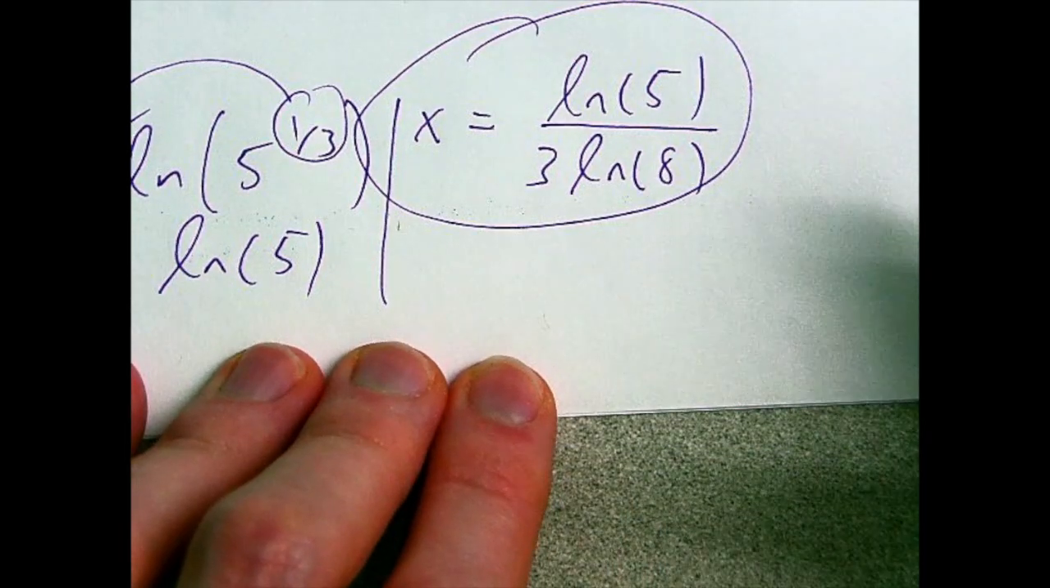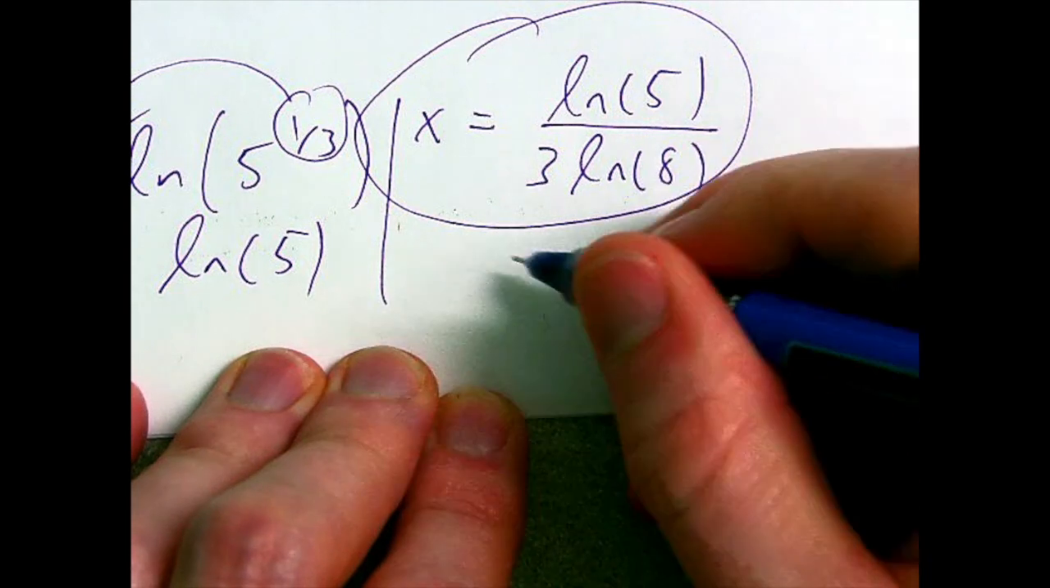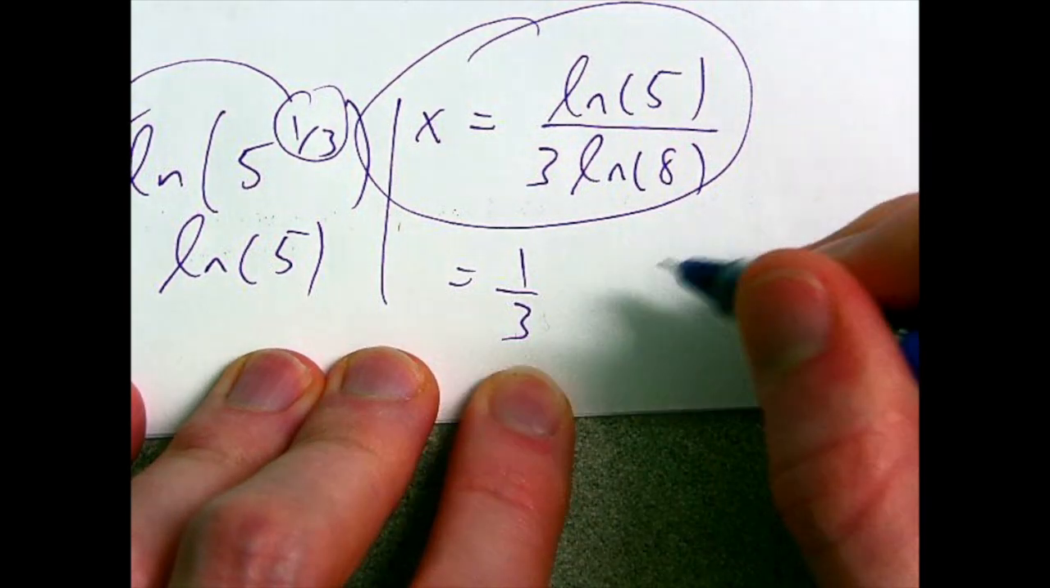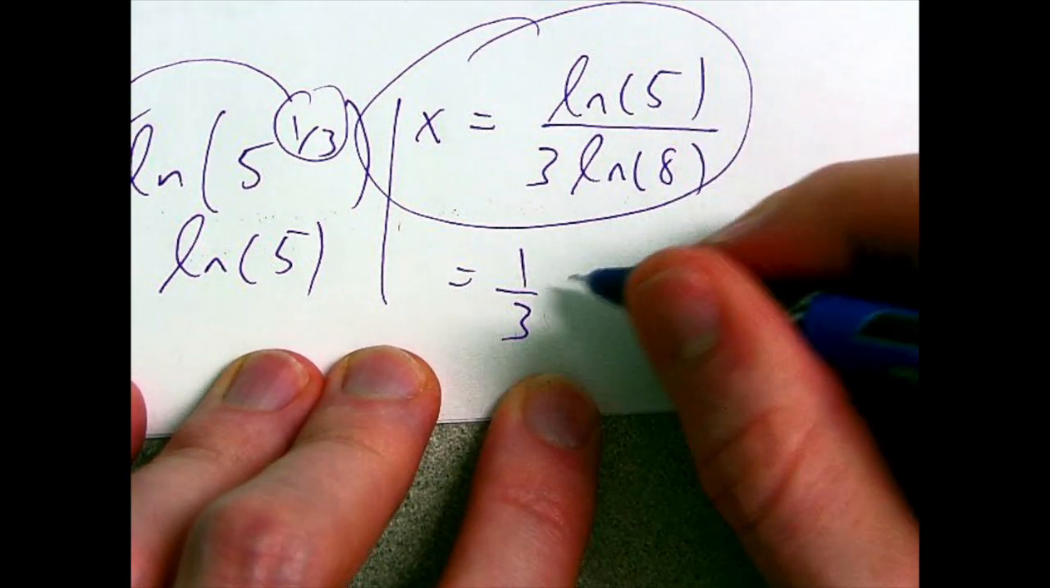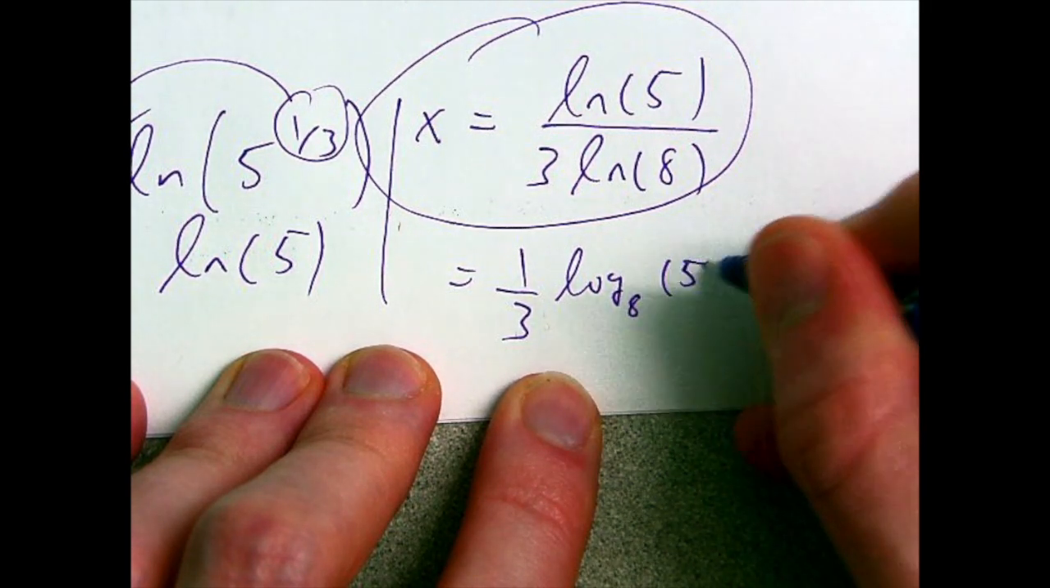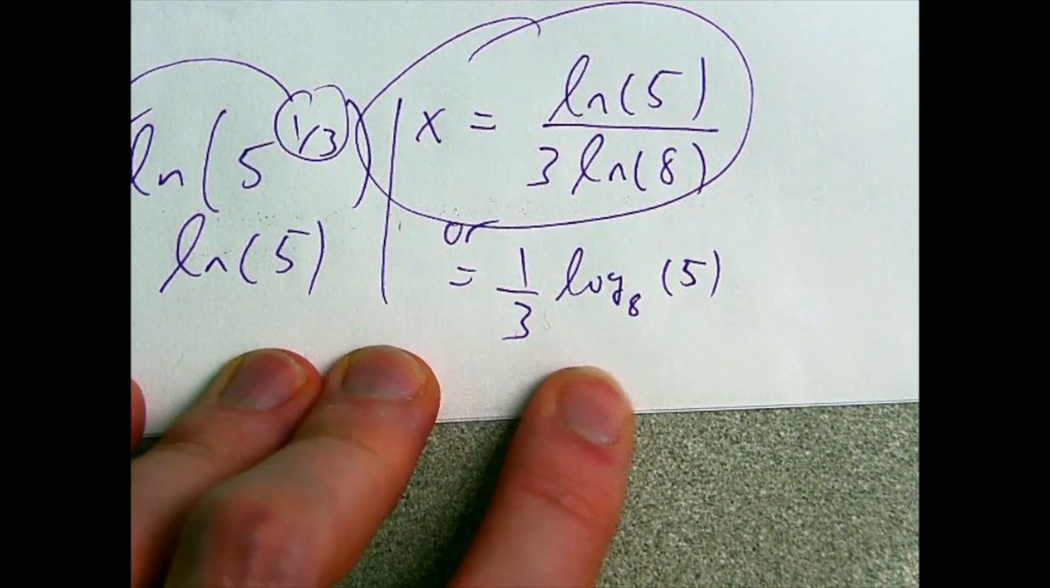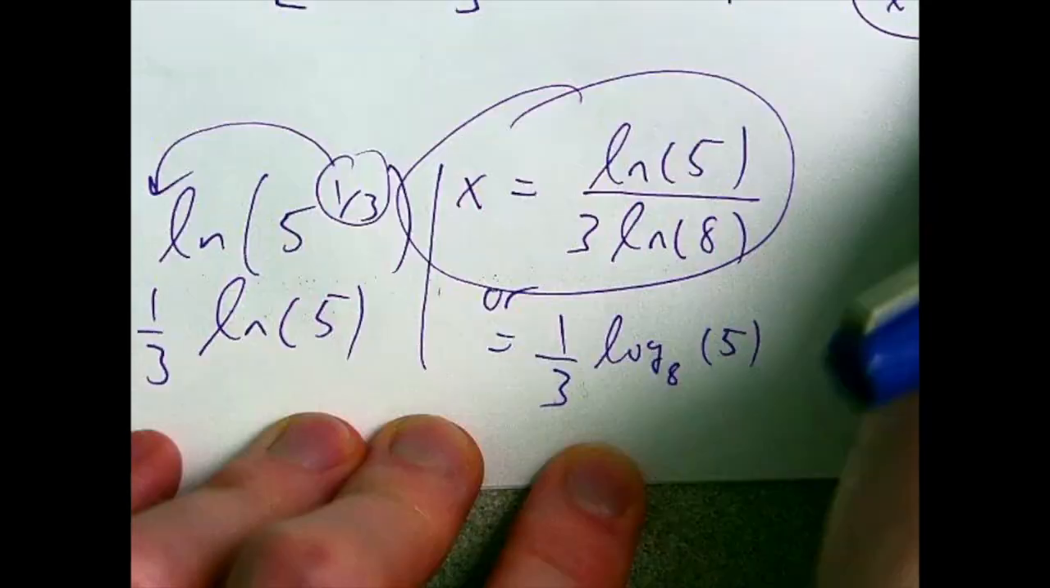if you want to write that as a single logarithm using the change of base formula, you can think of this as 1/3 ln 5 over ln 8 is log base 8 of 5. So that's another way of writing the answer. I'm fine with either one.